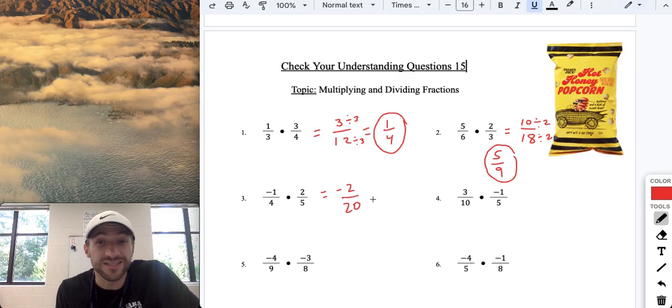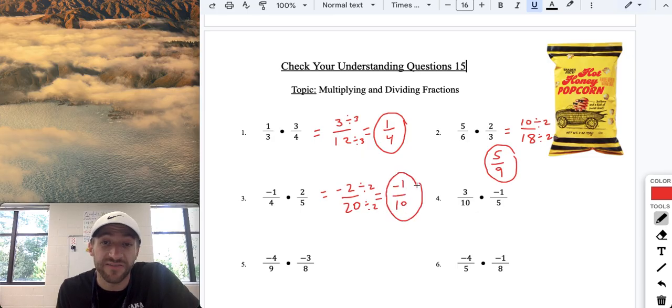Now, if we can simplify, we must. So they're both even numbers. Even though this one's negative, they're still both even numbers. Every even number can be divided by 2. So negative 2 divided by 2 gives me negative 1. 20 divided by 2 gives me positive 10. So I'm left with negative 1/10.